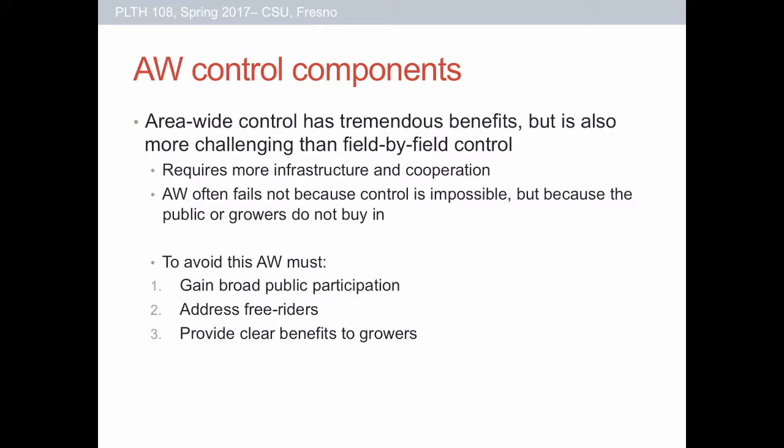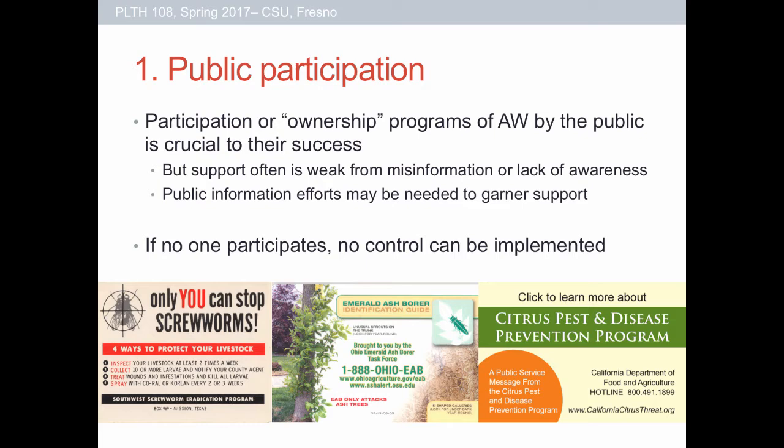And in general, in order to get high levels of control and high levels of participation, or basically to make area-wide control work, what you need is to have really broad public participation. You need to have some way to address what we call free riders. And then you also need to have really clear benefits to the growers, because no one wants to get on board when you don't have any sorts of benefits. So we'll just touch on these individually, touch on some programs that ran into stumbling blocks with some of this stuff.